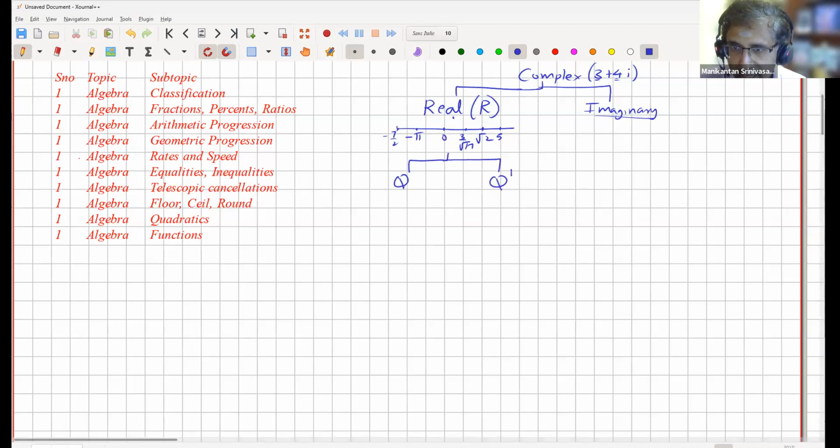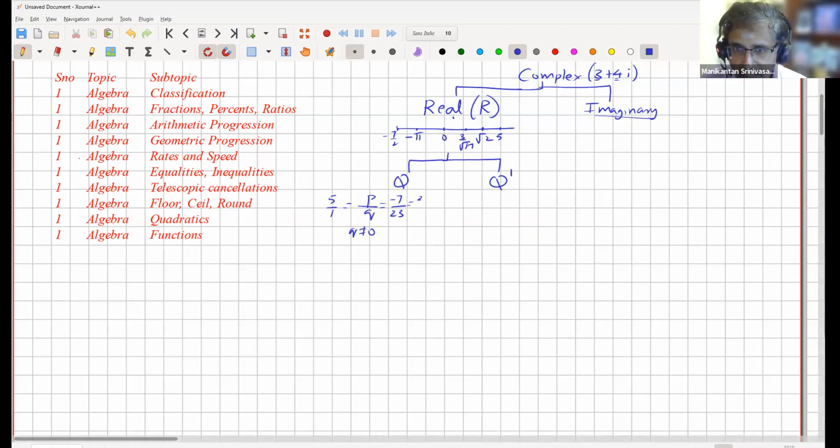So whenever we put a dash or a bar, it means it's the complement, right? So rational numbers are anything that can be represented as a fraction, p by q. So for example, -7 by 23 is a rational number. And 5 by 1 is also a rational number, right? So anything that can be expressed as p by q, where p and q are integers and q should not be equal to 0.